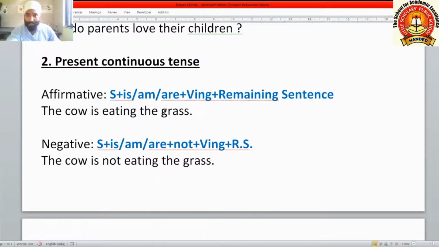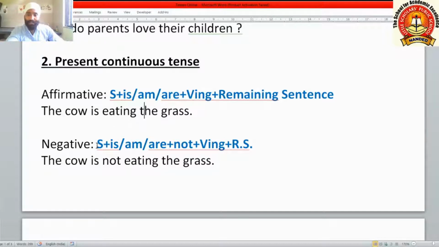Here the cow is eating the grass. Here the action is going on. In present continuous, the action is going on. The action is continued now. It is going on. So for the continuous actions, the actions which are running now, we use present continuous tense.